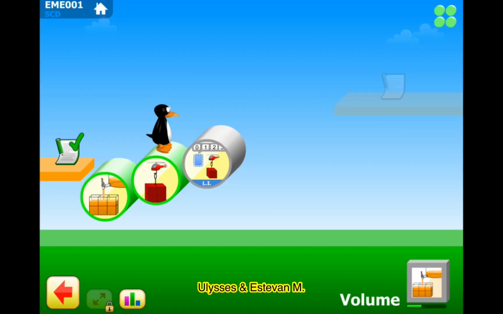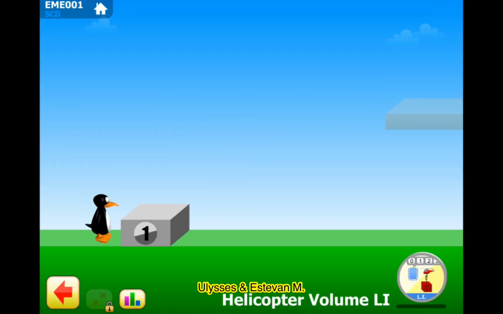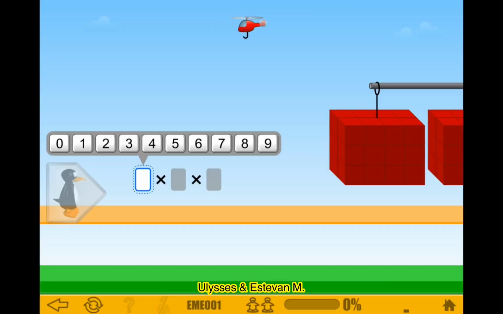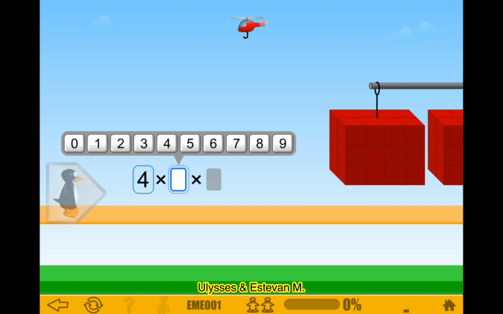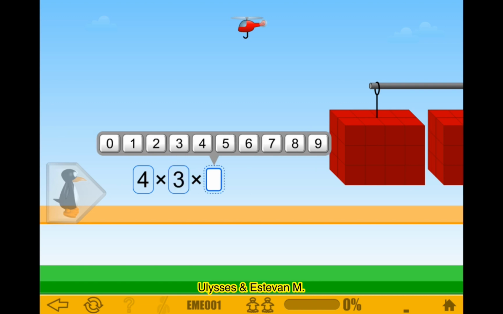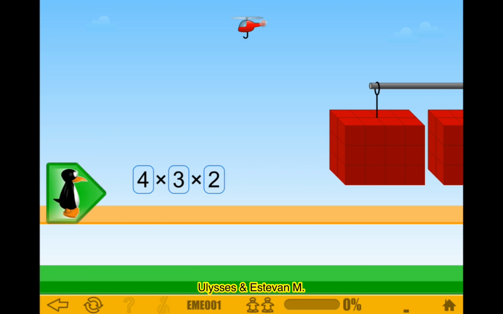Okay, let's go. Puzzle three, helicopter volume, level one. This one should be pretty much the same thing as the other one. Oh, okay, so this one you have to do length. The length would be four. It's basically length times height times width. The height's three, and I think I mixed up the order. Anyways, and then it's two. Oh, four, three, two.